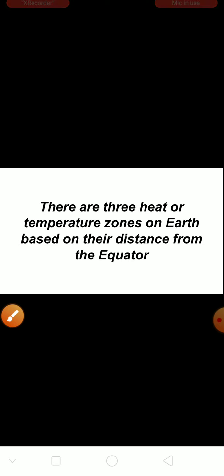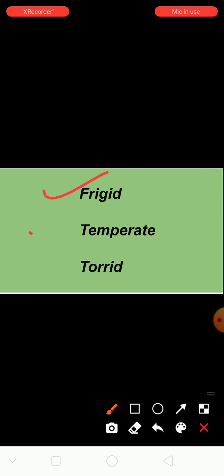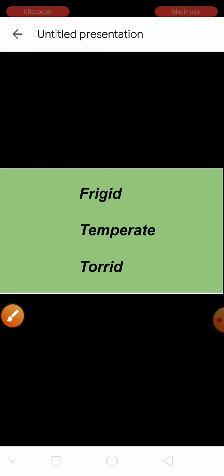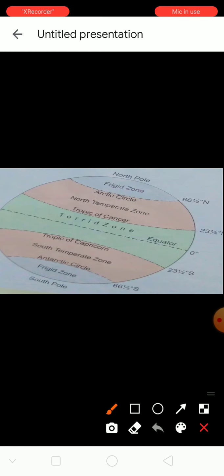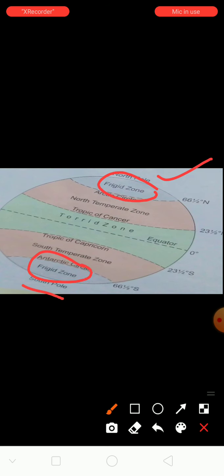See next one. There are 3 heat or temperature zones on Earth based on their distance from the equator. The first one is the frigid zone, the second one is the temperate zone and the third one is the torrid zone. These are the 3 types of zones. One by one I am explaining about this. First, in this picture we are seeing the frigid zone. The North Pole has a frigid zone and the South Pole also has a frigid zone.